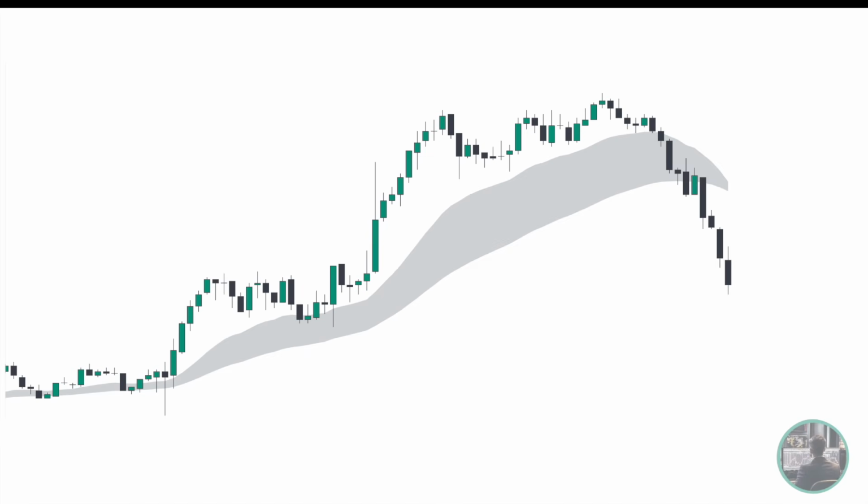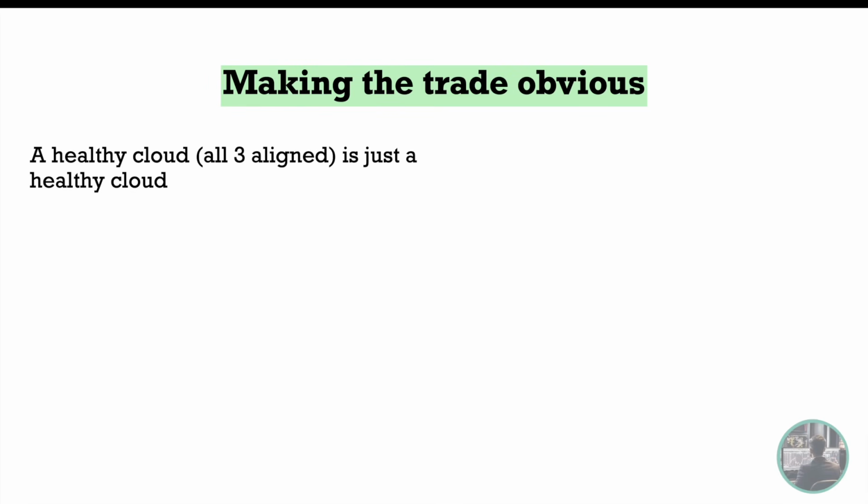But a healthy cloud on its own is not a trade. It's just a healthy cloud, because reading the cloud only answers half the question. It tells you which way the market's leaning and how strong that lean is. It doesn't tell you where you're allowed to act on it.